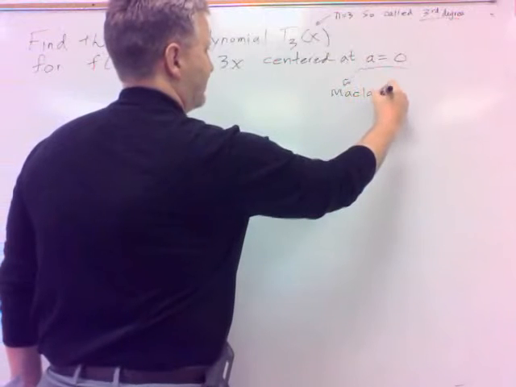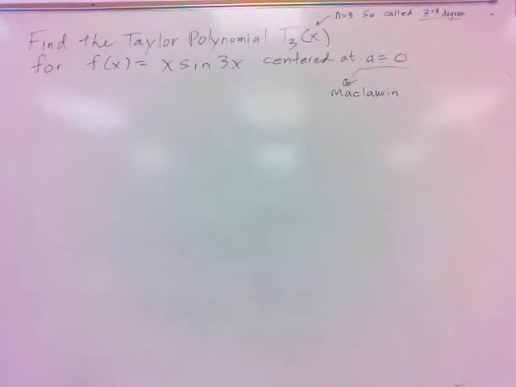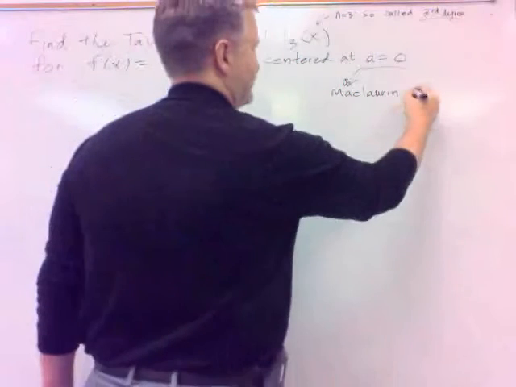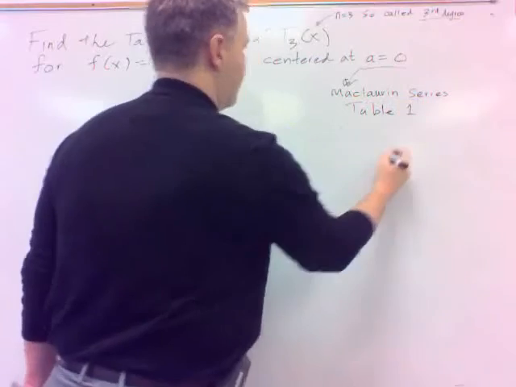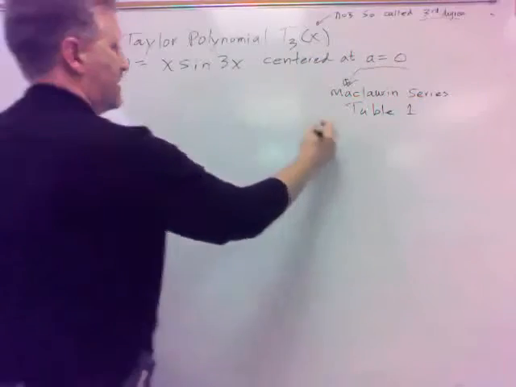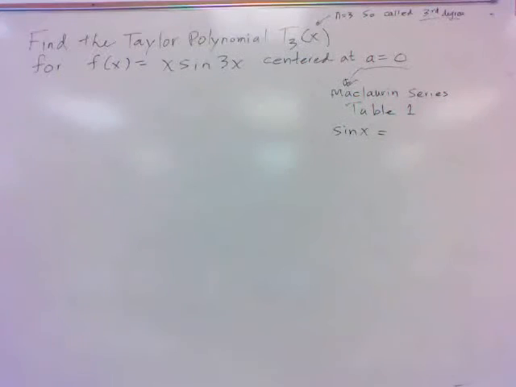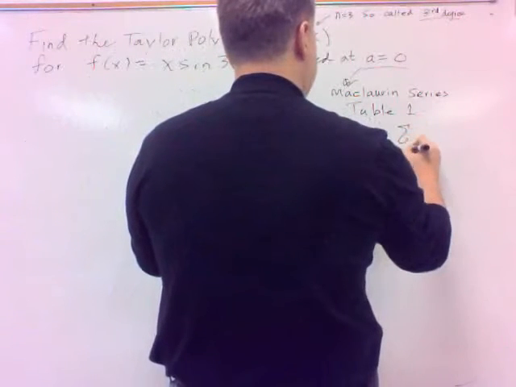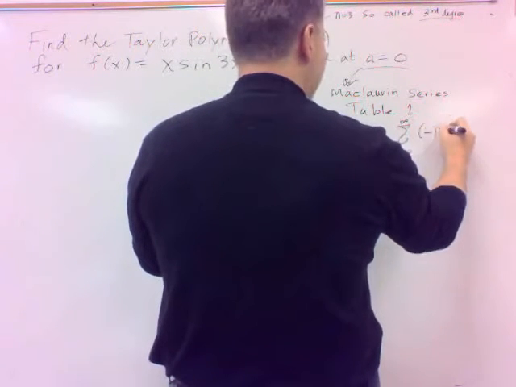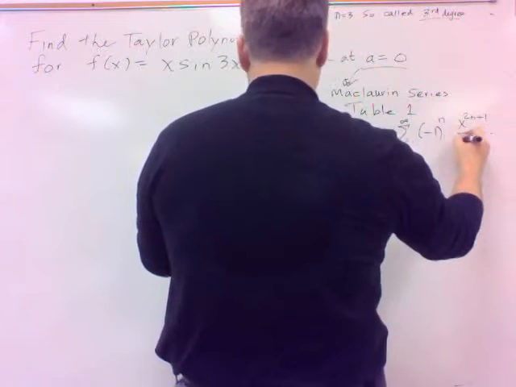Maclaurin series are good for us because we have that Table 1. We can use the Maclaurin series from Table 1, because on Table 1 we do have a sine of x power series, don't we? What's sine of x? It's got the 2n plus 1. Sine of x is the series n equals 0. It's not by any means an easy power series, but it is a known one. It's this.